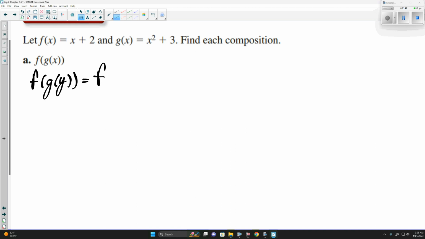Hopefully that makes it make a little more sense. f of g of y. We work from the inside out. So the first thing we have is g of y. In our function g of x, we're going to replace every x with y. If we do that, we're replacing x squared with y squared plus 3.